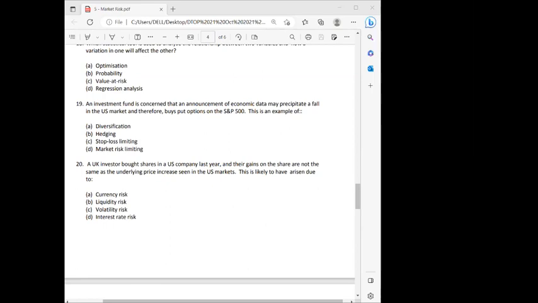Right, I have only 6 responses by now. Let's see what the question is. An investment fund is concerned that an announcement of economic data may precipitate a fall in the US market. Therefore, it buys put options on the S&P 500. This is very easy. We have discussed a similar thing. This is an example of hedging, right? We discussed a similar example earlier. So the answer is B. But I can see still there are a few people who have given incorrect answer. Right? Answer is B.